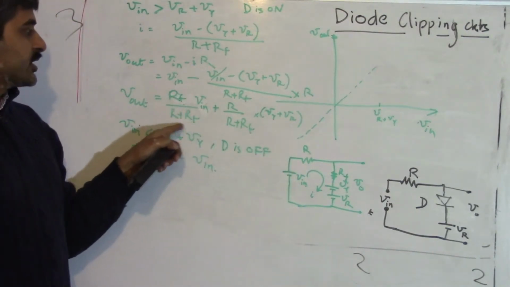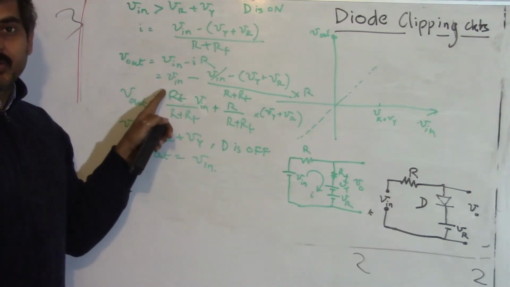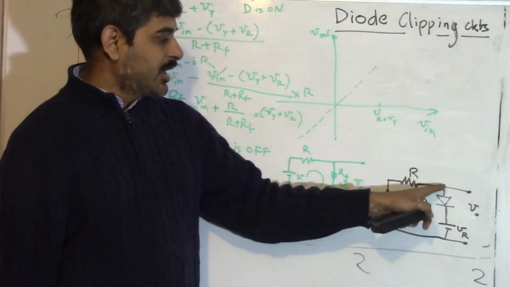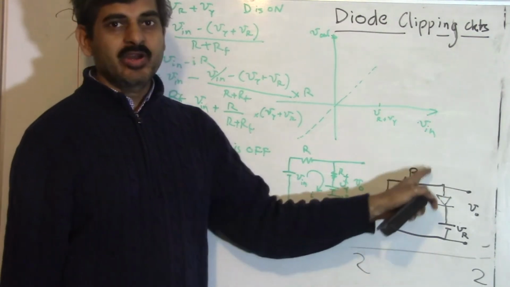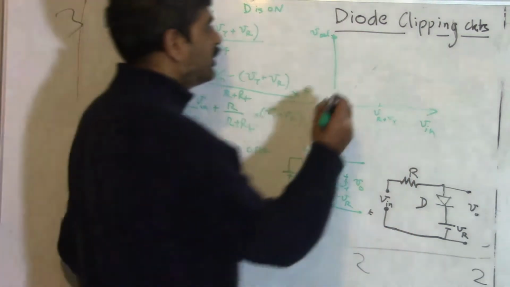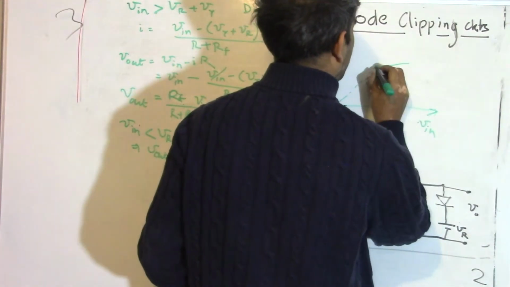And in this equation, this is the slope of our curve. Now RF is very, very small compared to R, and that's the one reason we have included the R in this whole circuit. And therefore, this slope is going to be a very, very gentle slope.